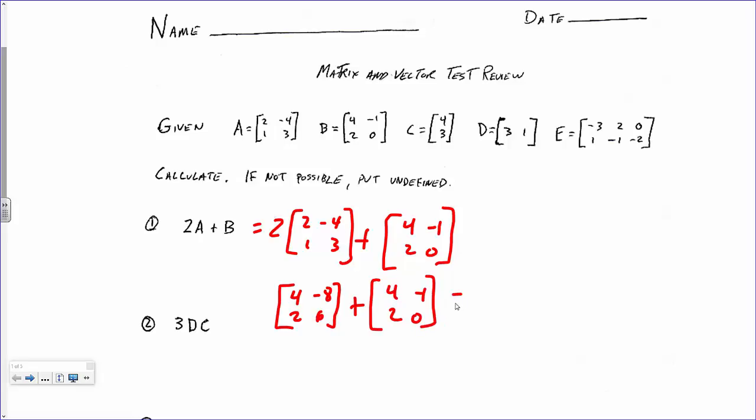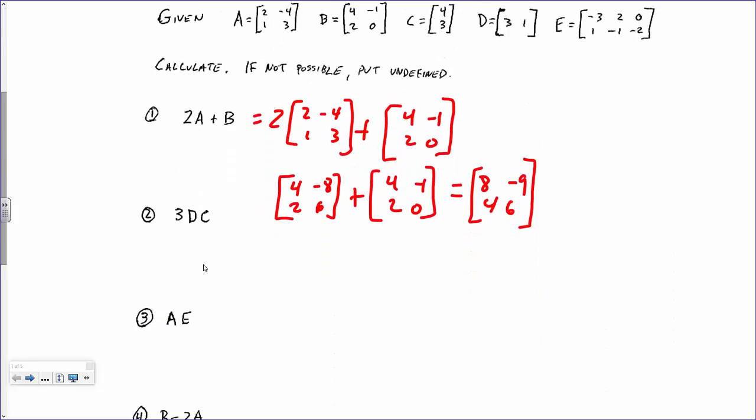4 plus 4, top left corner added to the top left corner, is going to be 8. Negative 8 plus negative 1 is negative 9. 2 plus 2 is 4. And 6 plus 0 is 6. So that is your answer for number 1.